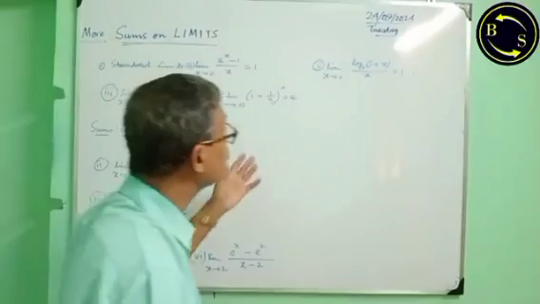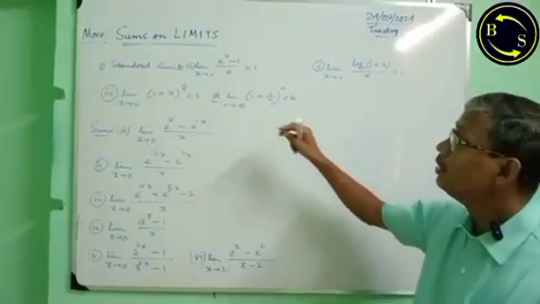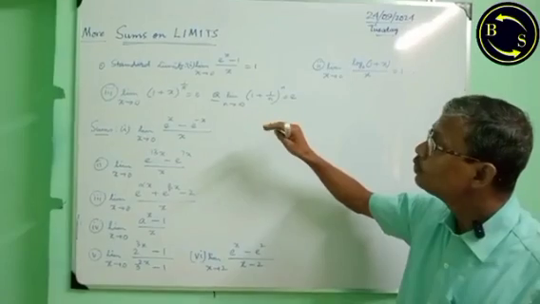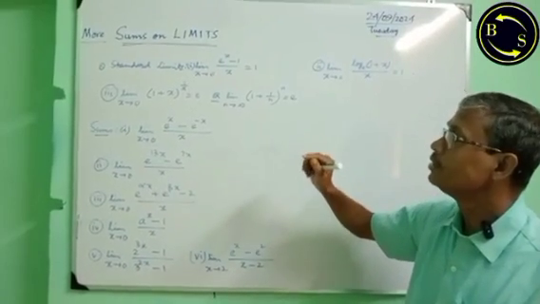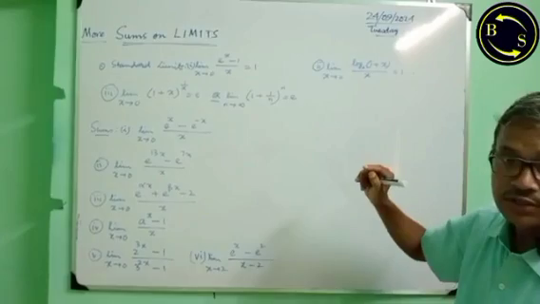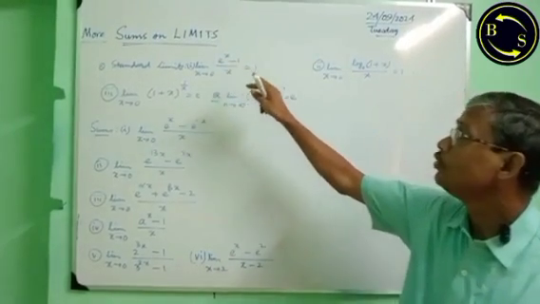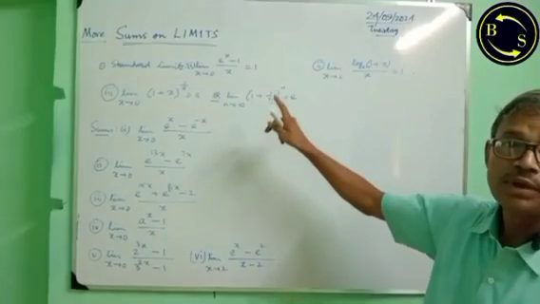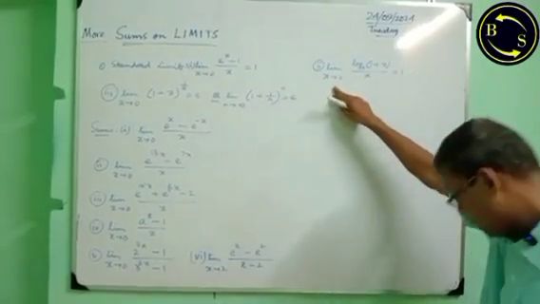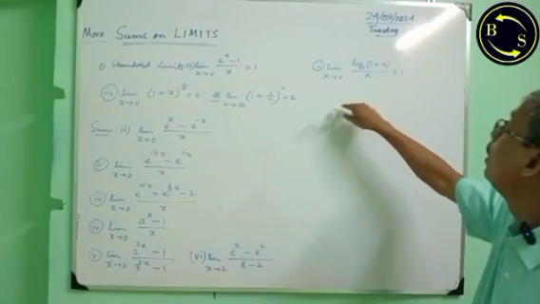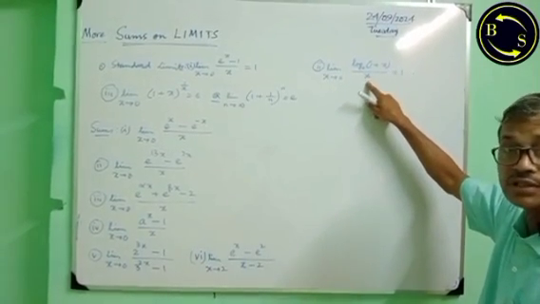Now I am going to take a few more standard limits. First one is limit x tends to 0 e to the power x minus 1 divided by x, that is equal to 1. Second one is limit x tends to 0 log of 1 plus x divided by x.